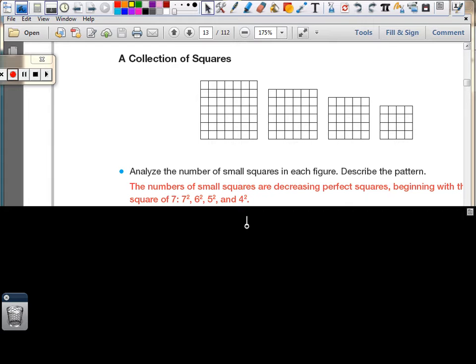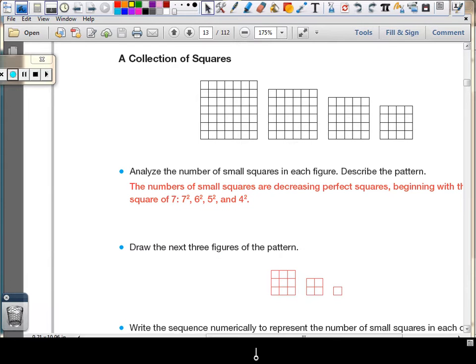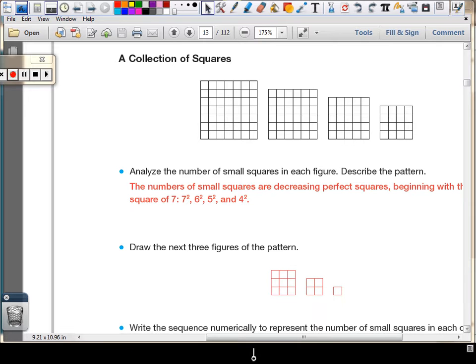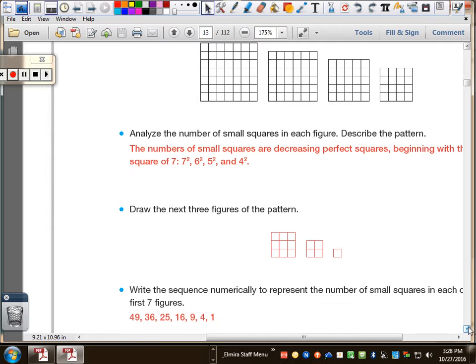The number of small squares is decreasing by perfect squares. So we've got our sequence, and the next three figures in the sequence. A 7 by 7, 6 by 6, 5 by 5, 4 by 4, 3 by 3, 2 by 2, 1 by 1. So 49, 36, 25, 16, 9, 4, and 1.